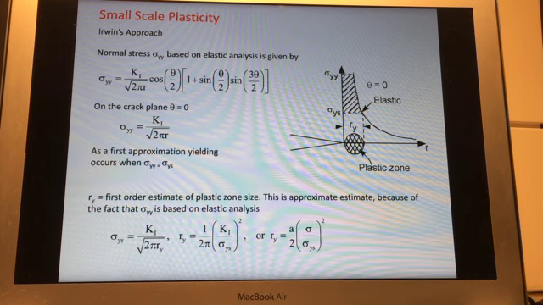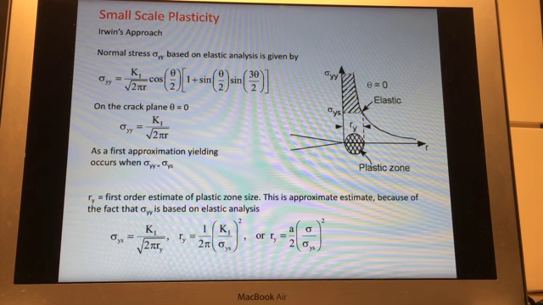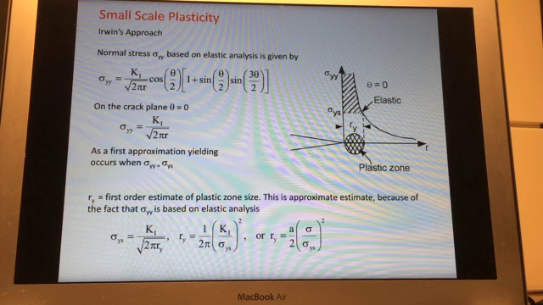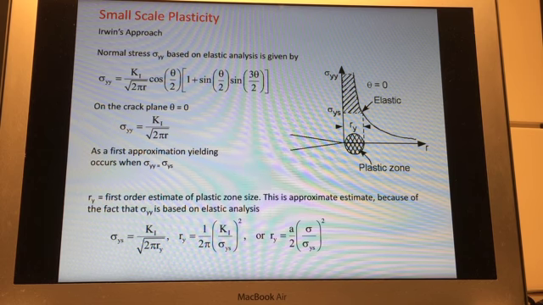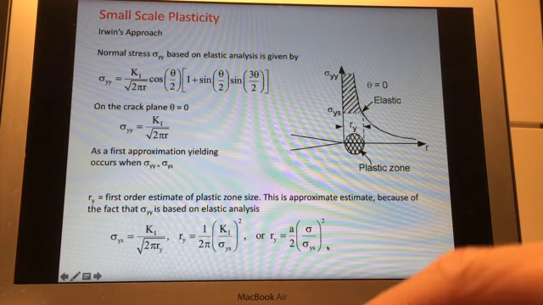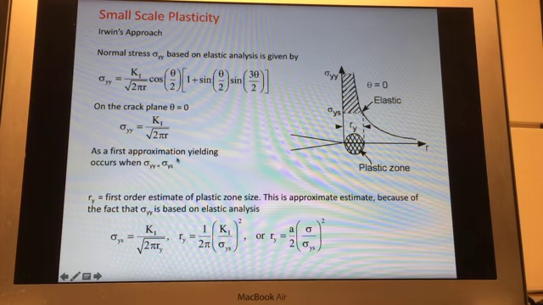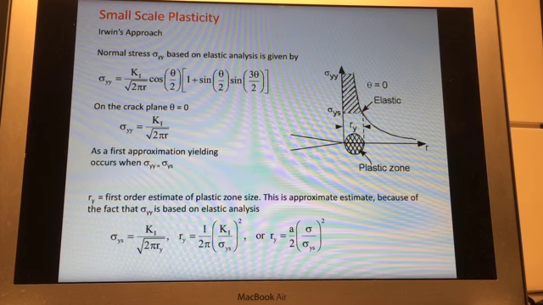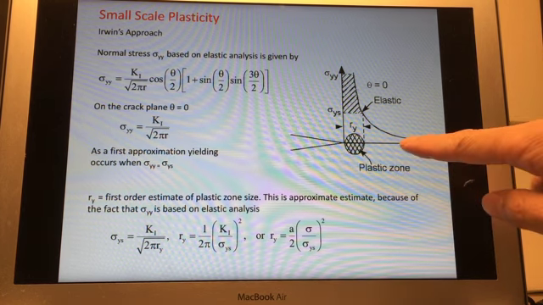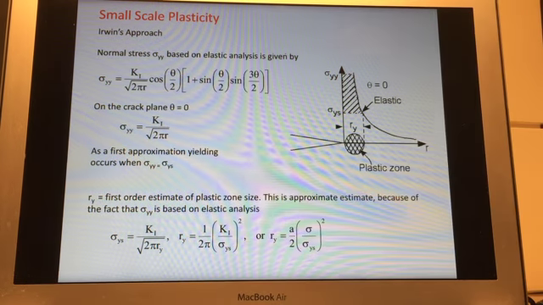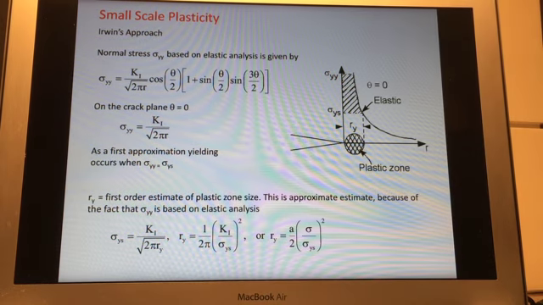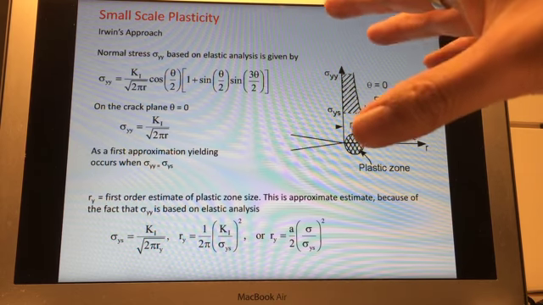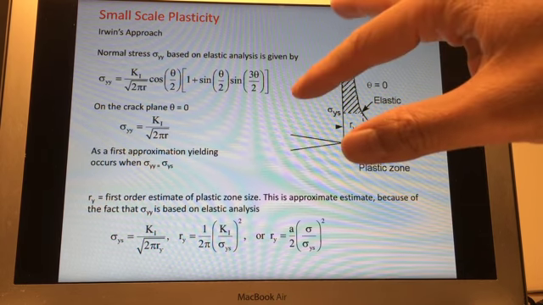All right, small scale plasticity. As I said, we're going to look at how researchers in the past looked at this problem, okay. So one thing you can do is, we know the normal stress based on the elastic analysis. And when we look at the normal stress right in front of the crack tip, the mode 1 field is of this form, which we didn't spend any time on in class.